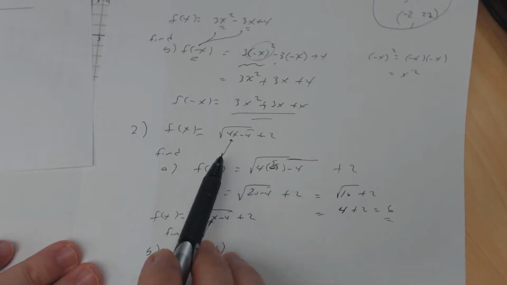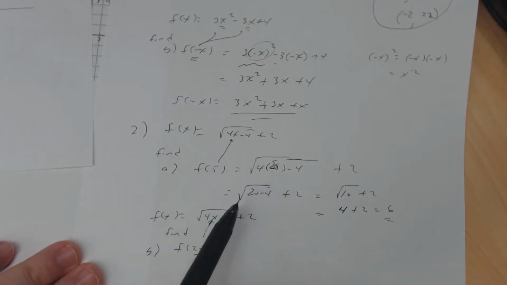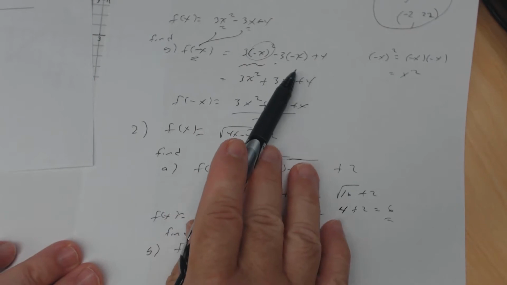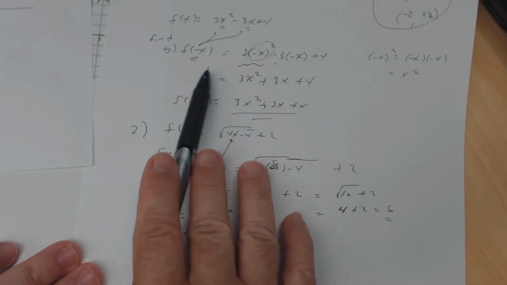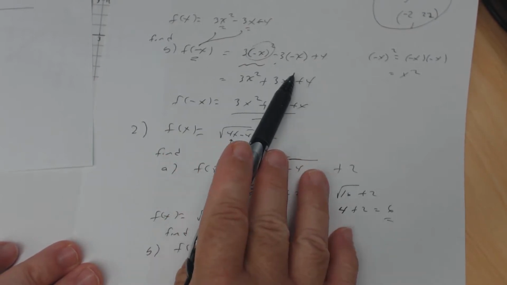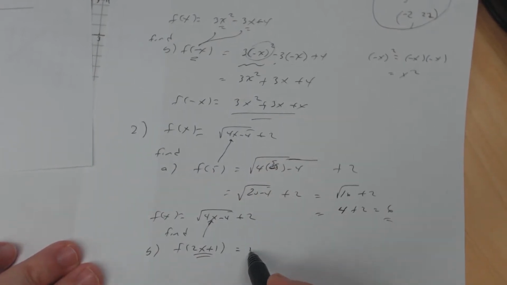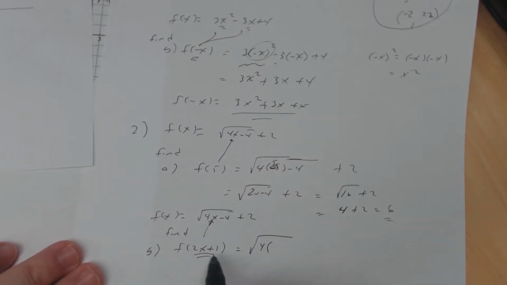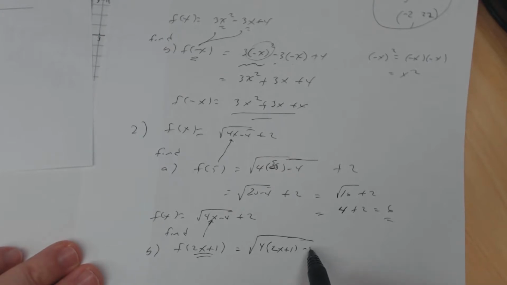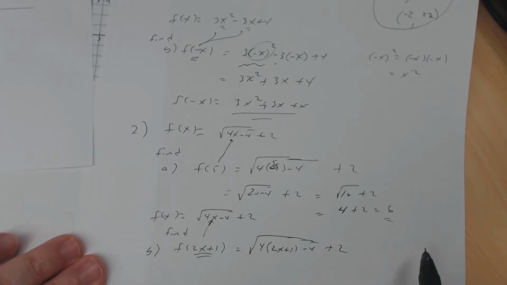Now, remember how when we substitute, we put them all in parentheses. Notice whenever I did a substitution, I put it in parentheses. Same thing here. So it'll be the square root of 4 in parentheses 2x plus 1. Make sure you put parentheses, because if you don't, you're going to miss this, because you have to distribute here. Then minus 4, and then plus 2.